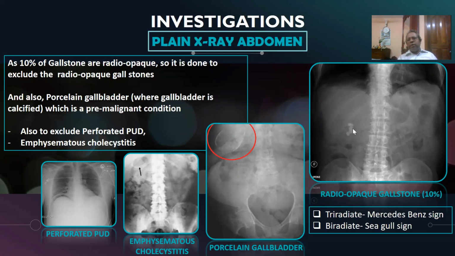These are the picture representations. There are radiopaque gallstones in 10%. If the calcified shadow is in a tri-radiate fashion, it is called the Mercedes-Benz sign, and the biradiate sign is the seagull sign. These are the gallstone signs, the radio image signs.